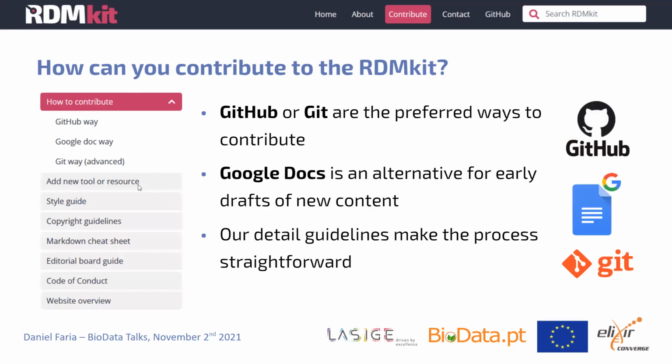So we have a whole section devoted to contributing. We prefer people to contribute via GitHub or Git if you are well versed on command line Git, but GitHub is fine. Google Docs is an alternative mainly for making early drafts of new content, but in general, we avoid Google Docs. So we ask people to contribute to GitHub, but we do have the process very detailed with guidelines that make it straightforward, even for people that aren't familiar with GitHub.